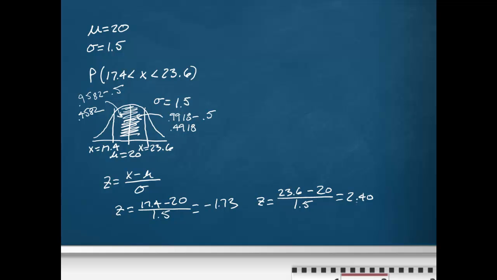So this area to the left is 0.4582. This area to the right is 0.4918. So this total probability then will be the sum of those two values, 0.4582 plus 0.4918, which then gives us an area or a probability of 0.9500, when we round to 4 decimal places.